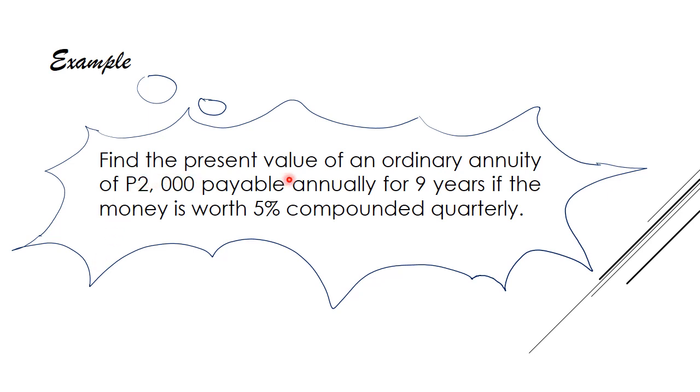Find the present value of an ordinary annuity of 2,000 pesos payable annually for 9 years if the money is worth 5% compounded quarterly. Alright, so the payment interval is annually, so it's payable annually, and the interest period is quarterly. So you can see that they are not the same. They are different, so that's why it's a general annuity. So let's try to solve this.